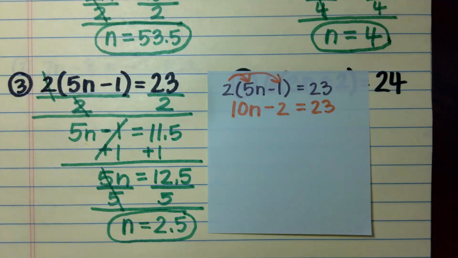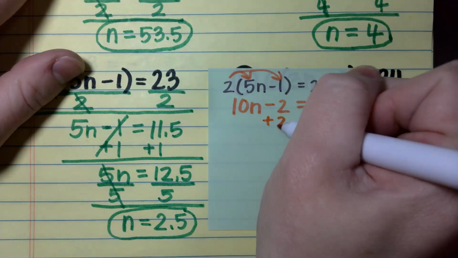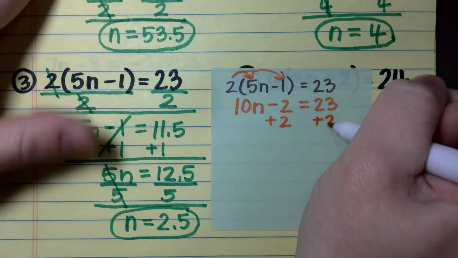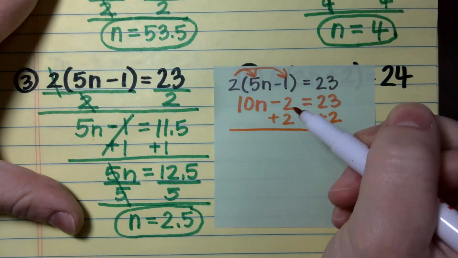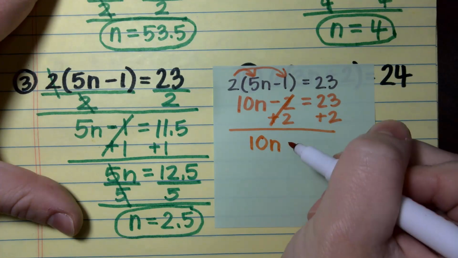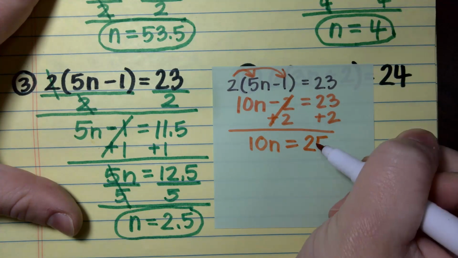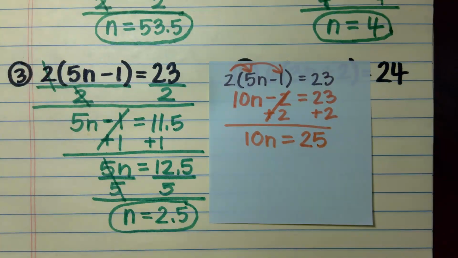All right, what's our next step here? Add 2. Yes, add 2. We want to get rid of all that. All right, so that is going to leave us with 10n is equal to 23 plus 2, which is 25. All right, we're at the last step.